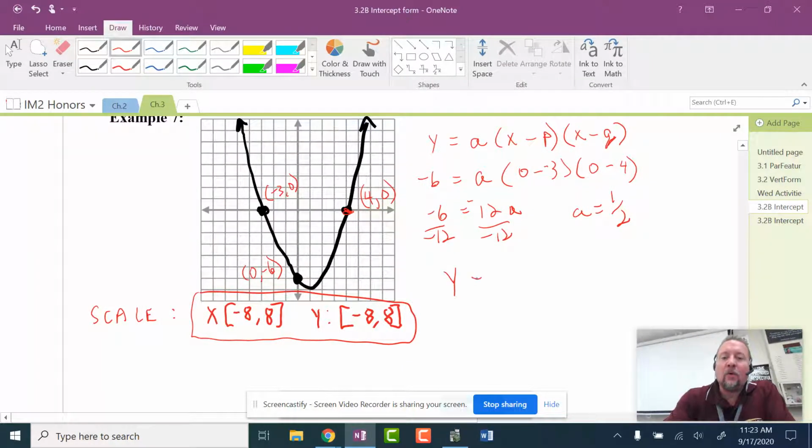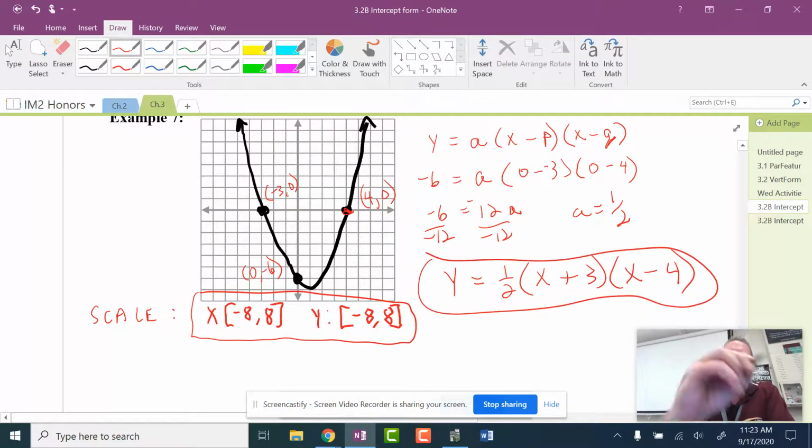Final answer is y equals 1/2 times x minus the x-intercepts. And that will be that parabola there. Okay, I will stop the video.